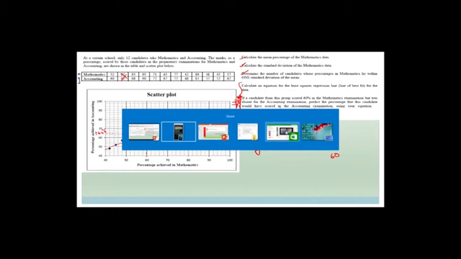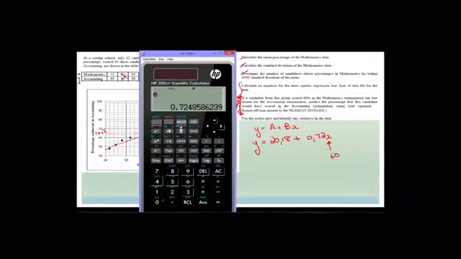So now all we have to do is put this equation into the calculator and we're sorted. So let's do that. First thing we need to do is get out of stat. So we go mode and 1. Okay, so now we're normal. So it's going to be 0.72 multiplied by 60, because it's 60%, it's x 60. Then add 20.18 equals, press the SD button, and it's 63.38.